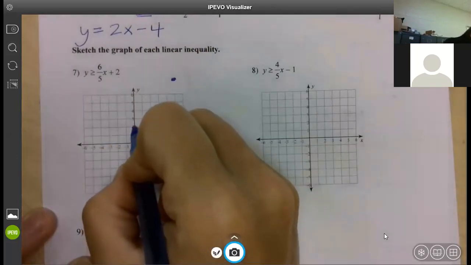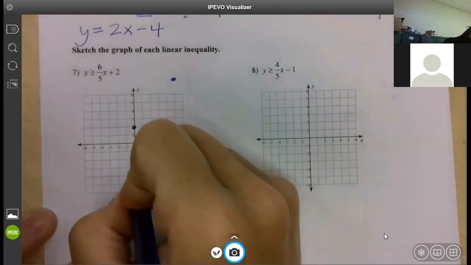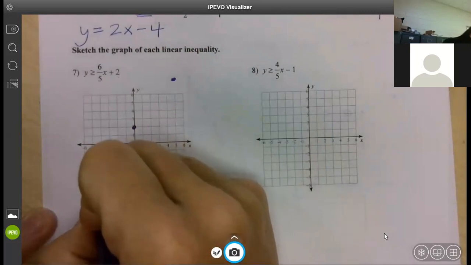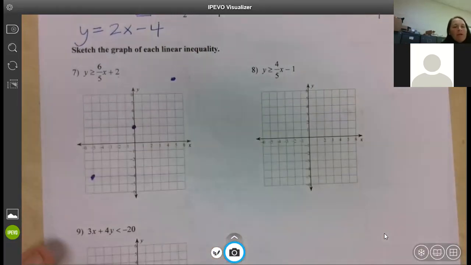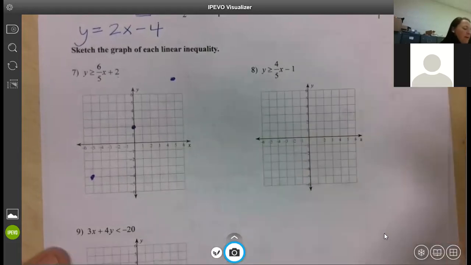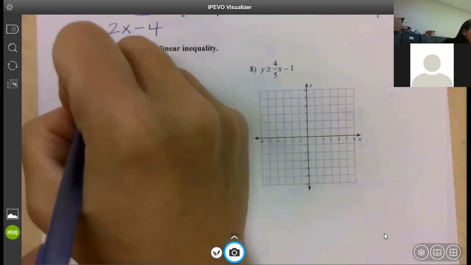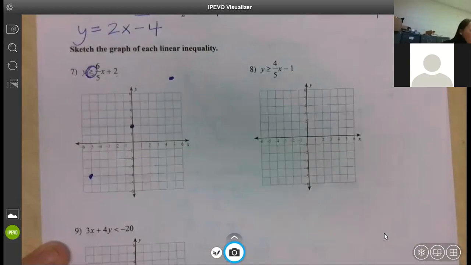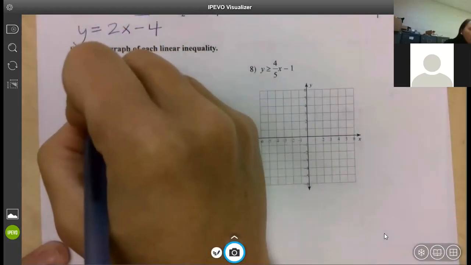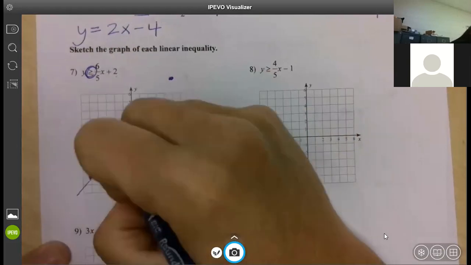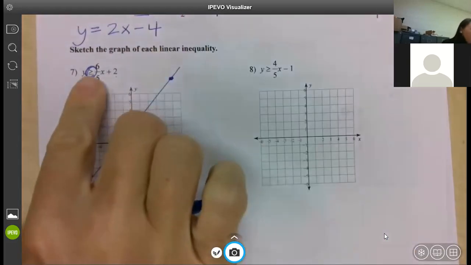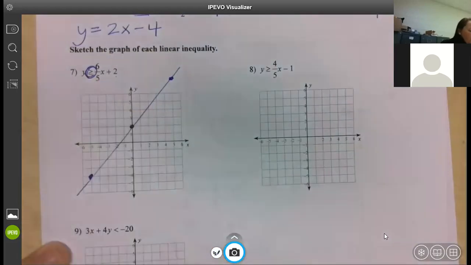Or you can go down 6. 1, 2, 3, 4, 5, 6. 1, 2, 3, 4, 5, and over 5. So that would be a regular line, and you would slash through it and make it connect the dots. But this little symbol in here tells you that it's greater than or equal to. Equal to means we can go ahead and make that line. Okay, if it shows a line, you draw a line.